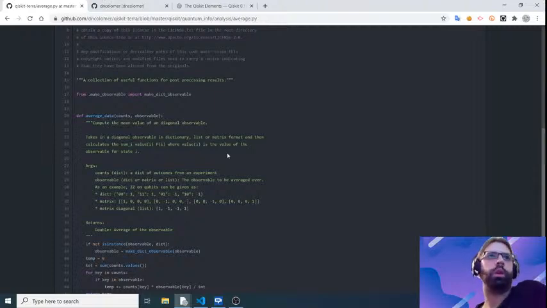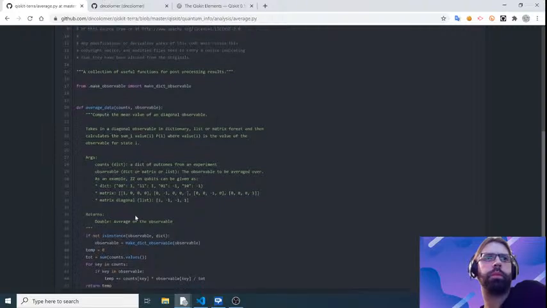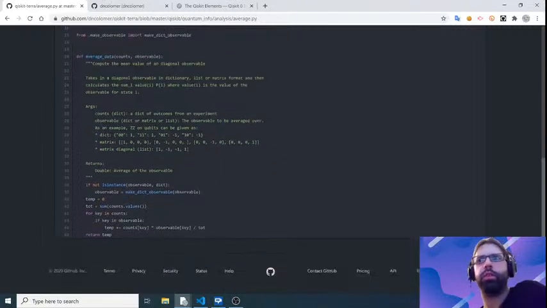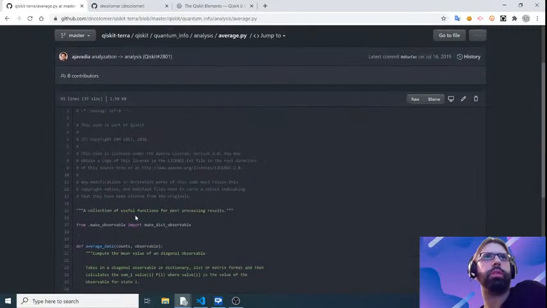So it actually does semi-value is the value of observable for state I. So as an example, the ZZ of qubits can be given as, so you give it the matrix diagonal. Okay, so this is just this. Okay, just one function.